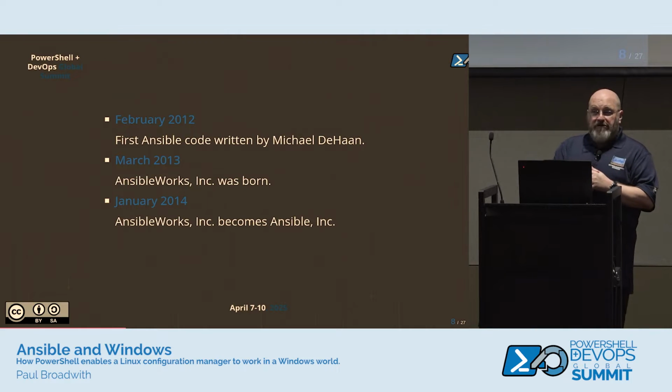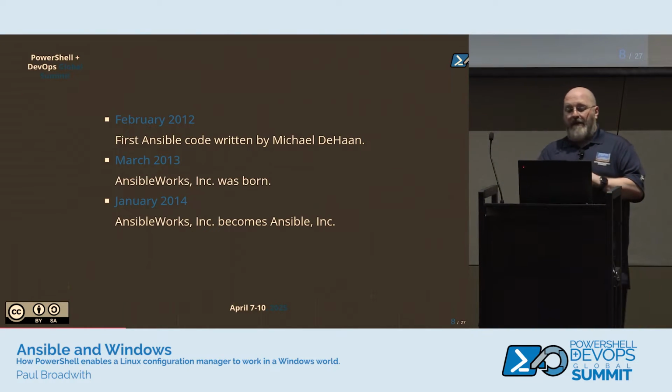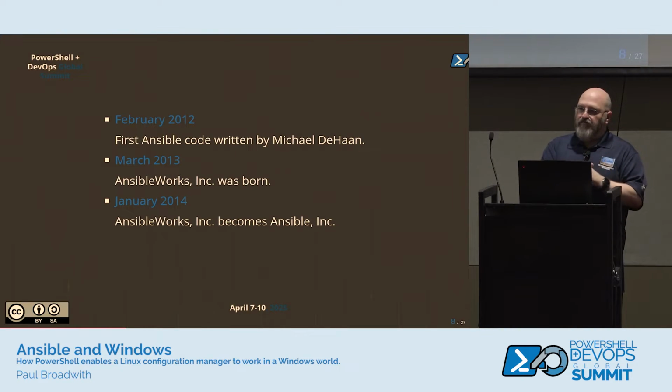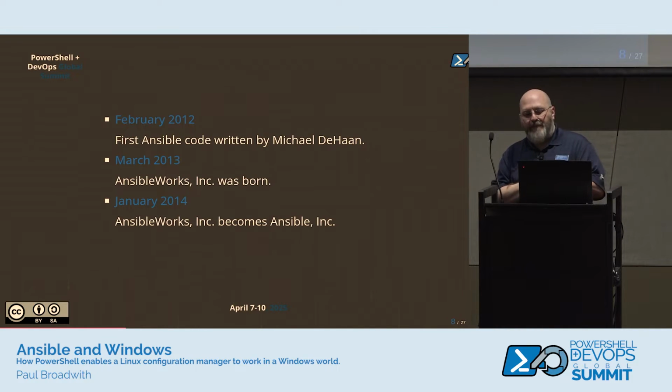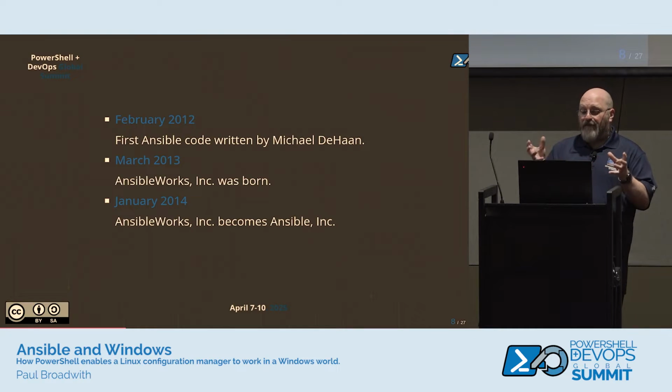Then we moved to March 2013, just a year later, and Ansible Works Inc. was born. It wasn't called Ansible to begin with, it was called Ansible Works. That was a company wrapped around the product, and it was Michael and a couple of other people whose names escape me. I'm not very good with names. That's why Michael's is written down on the slide. They created that company, and in January 2014, Ansible as we know it was born, because Ansible Works Inc. was renamed to Ansible Inc.